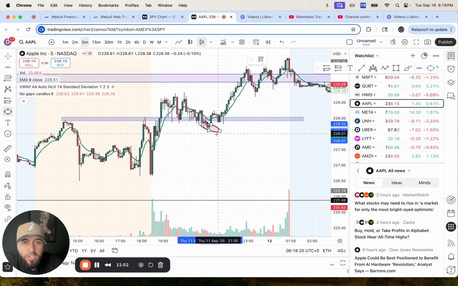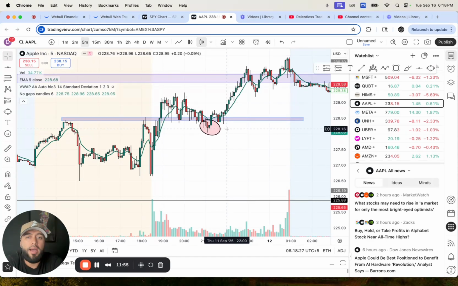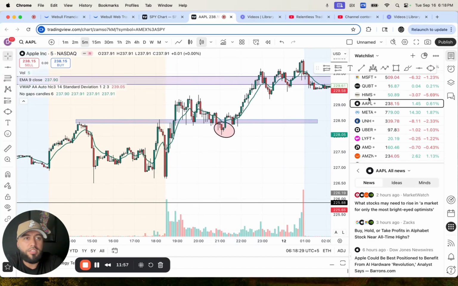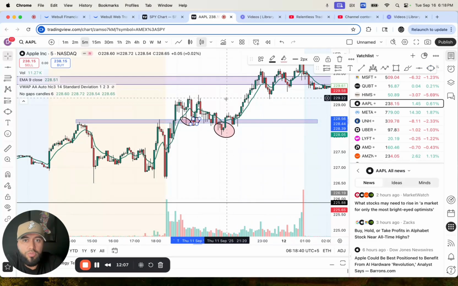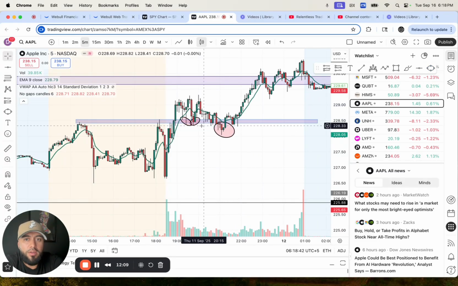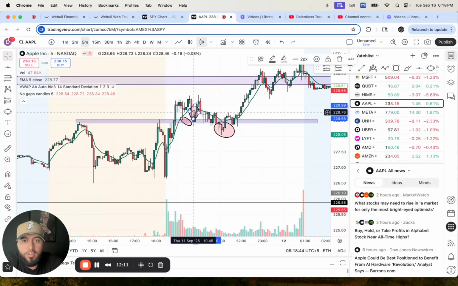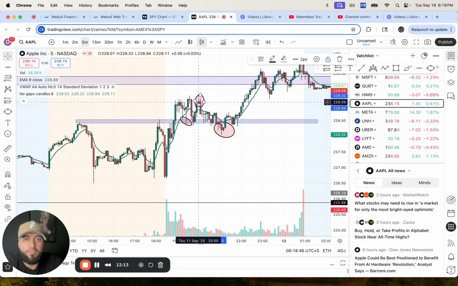These are all retests right here, pre-market high retest. So you would technically scalp from here to here. These are all scalps. Nice profits. You would enter here and get out here. You would enter here and get out here.